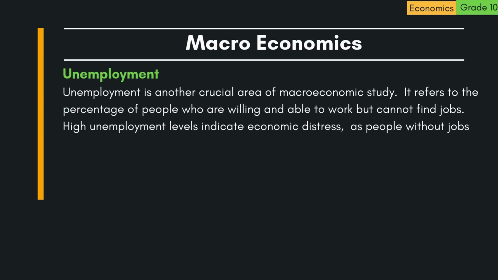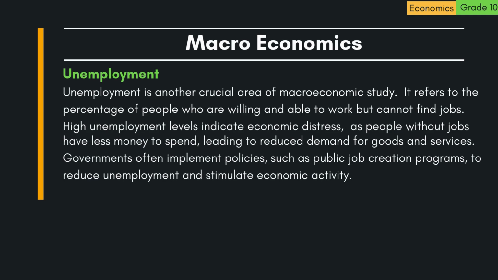C. Unemployment. Unemployment is another crucial area of macroeconomic study. It refers to the percentage of people who are willing and able to work, but cannot find jobs. High unemployment levels indicate economic distress, as people without jobs have less money to spend, leading to reduced demand for goods and services. Governments often implement policies, such as public job creation programs, to reduce unemployment and stimulate economic activity.